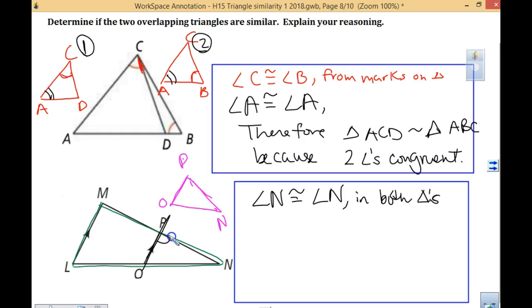Angle P is going to be exactly the same as angle, congruent to angle M. Could I have had O and L instead? Angle O and angle L. Yes, L and O. Okay, those would have been also.